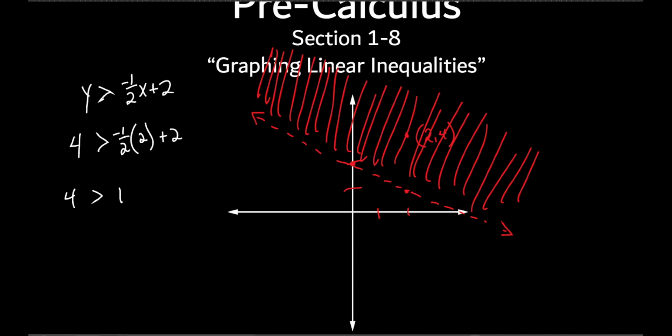If you don't believe me, let's pick a point below the dotted line. What's a really easy point to pick that's below that dotted line? 0, 0. 0, 0 would be the easiest, wouldn't it? Would you agree? Is that the only point that's below that dotted line? Nah, there's a million of them. More than that. There's an infinite number of points, but that's an easy one, 0, 0. So let's go back to this inequality.